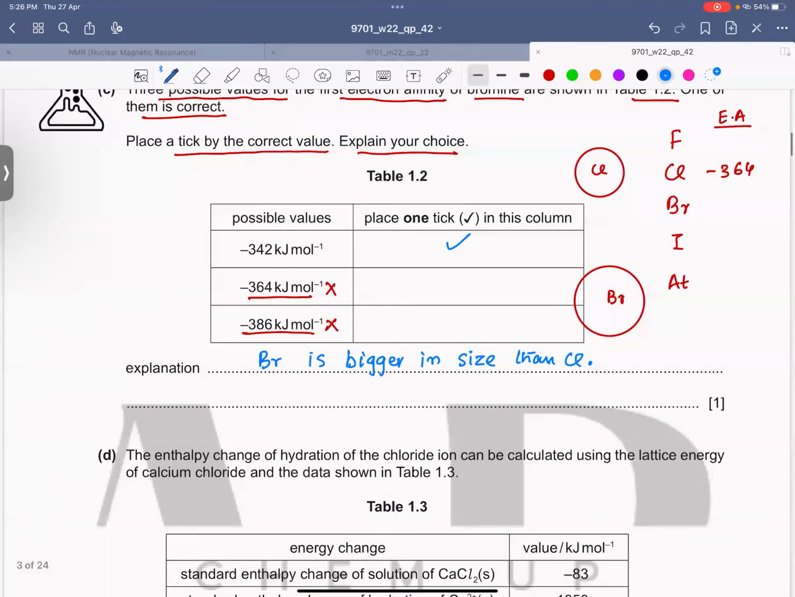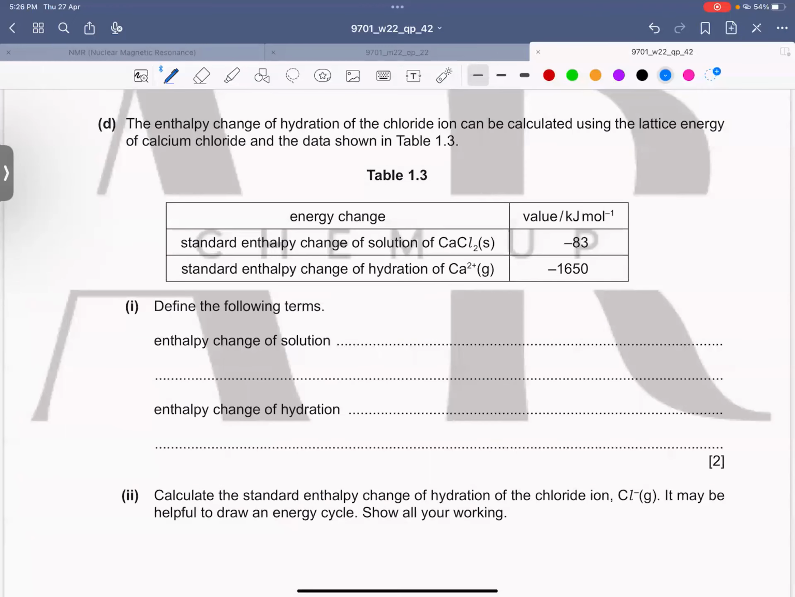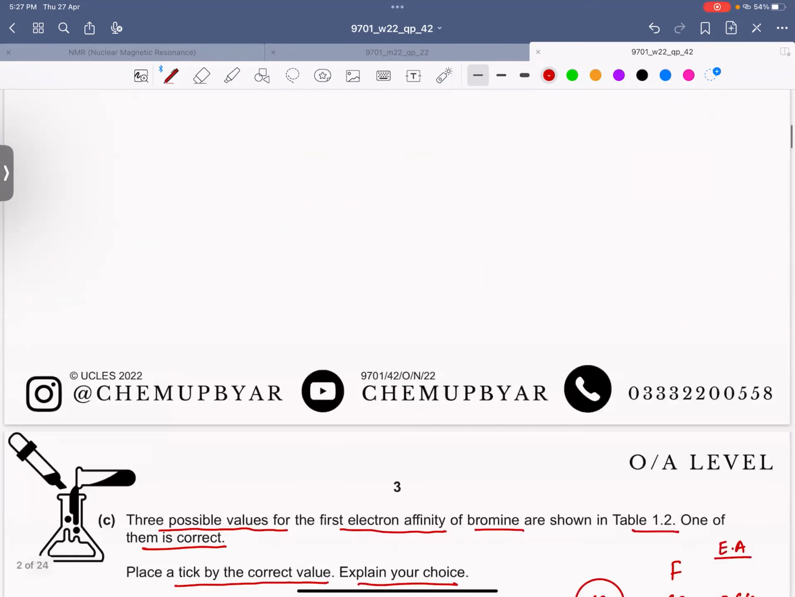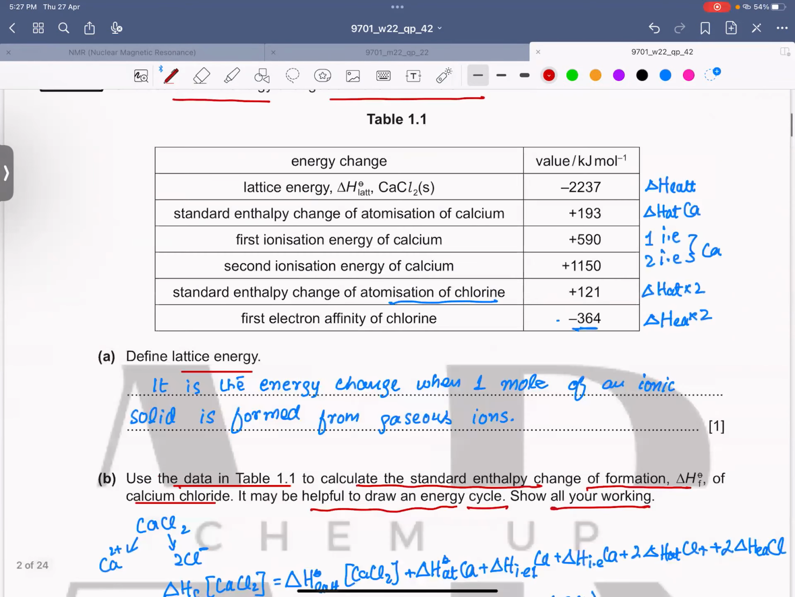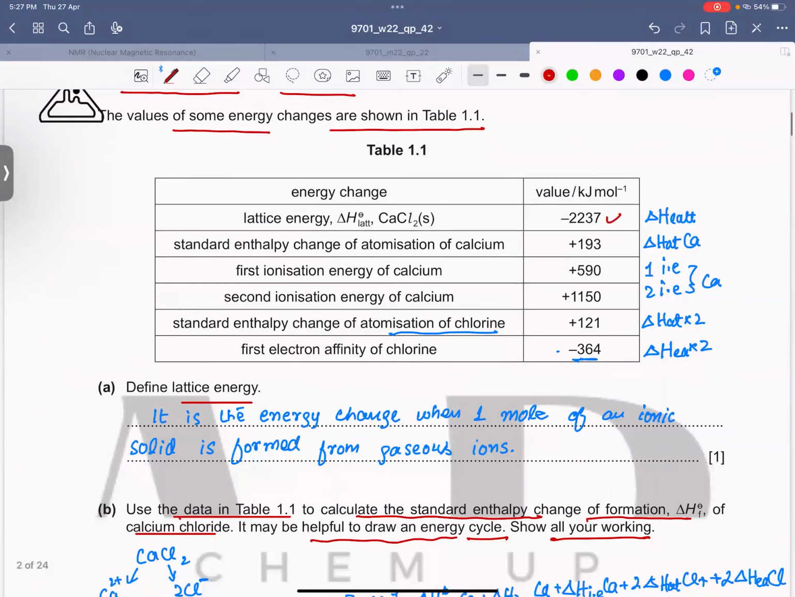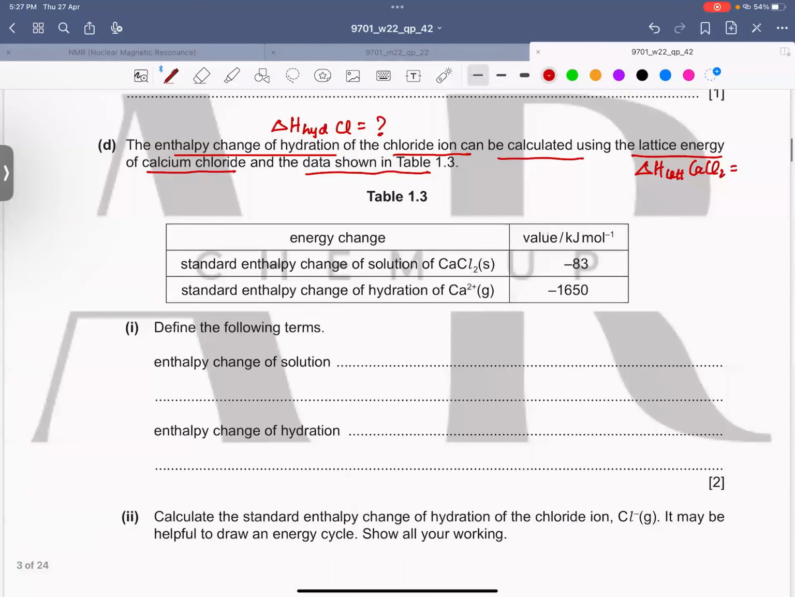Okay. The D part. The enthalpy change of hydration of chloride ion can be calculated using the lattice energy of calcium chloride and the data shown. So the enthalpy change of hydration for chlorine needs to be calculated, and the lattice energy for calcium chloride is actually provided over here. If you see here, it is minus 2237 kilojoule per mole.